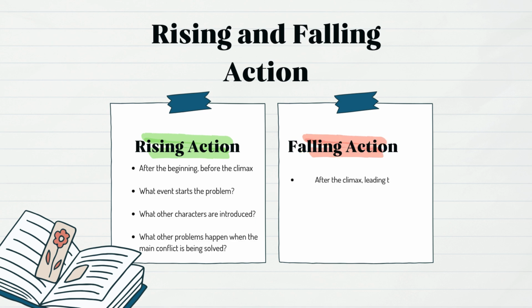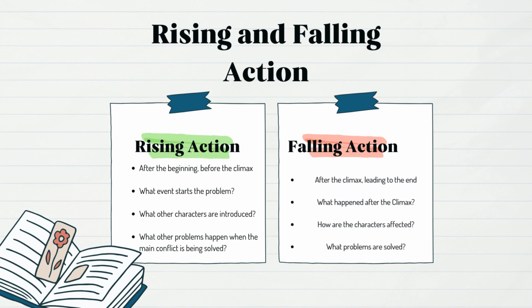Now, the falling action usually happens after the climax and it leads to the end of the story. So this is where things really wind down after that big fight that just happened. This is what happens after the climax, how the characters are affected by the climax. So, this big fight happened. What happens to the characters' attitudes right after that climax?